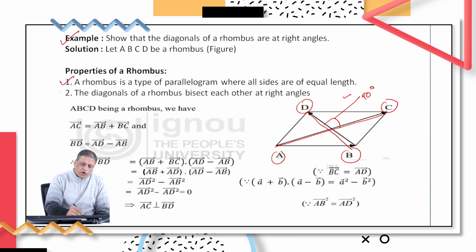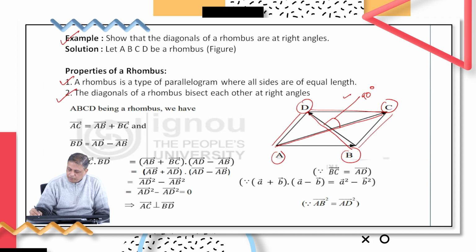So there are two important properties to remember. First, a rhombus is a type of parallelogram where all sides are of equal length. So all sides AD, DC, BC and AB are of equal length. Second, diagonals of a rhombus bisect each other. So bisection, they divide into equal values, 1:1 they are dividing.